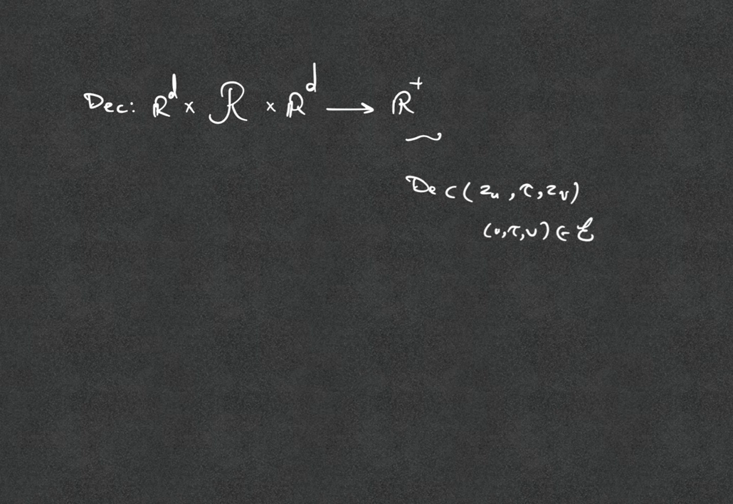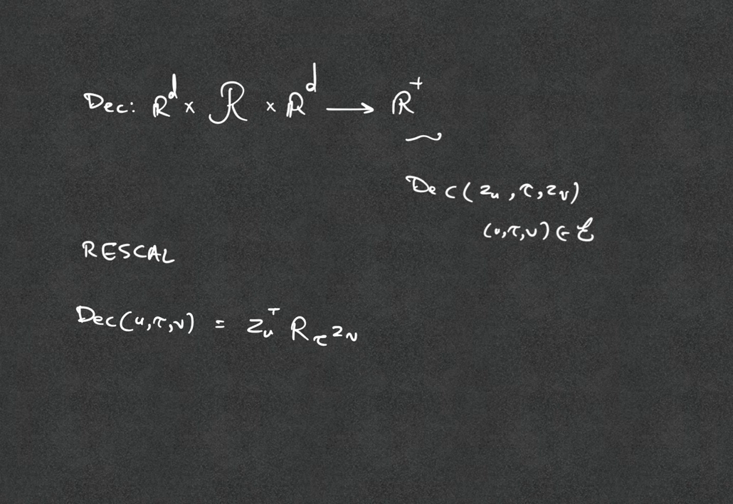It is always more intuitive to learn things with examples, so we're going to go over a very basic approach in this domain called RESCAL. The idea here is that you define the decoder between U, tau, and V to be basically the bilinear product of ZU and ZV, with the matrix within. This matrix is going to be a D by D dimensional matrix, and it's going to be a learnable matrix related to the relationship tau.